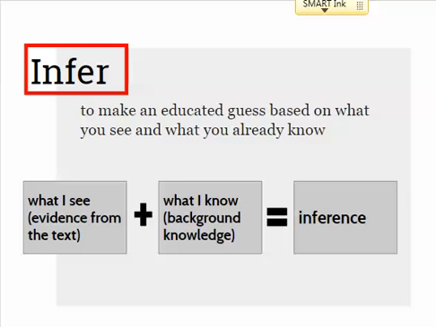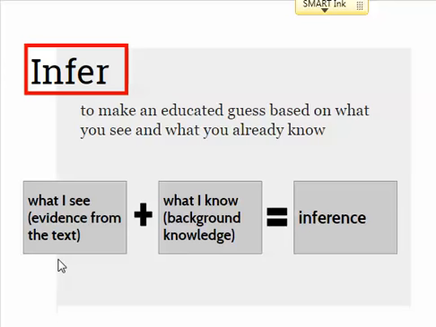This short video will introduce you to the active reading strategy, infer. This word means to make an educated guess based on what you see and what you already know. Now I know this is English class, but sometimes putting it into a math equation gives me a really good visual. So here is the definition in math form.